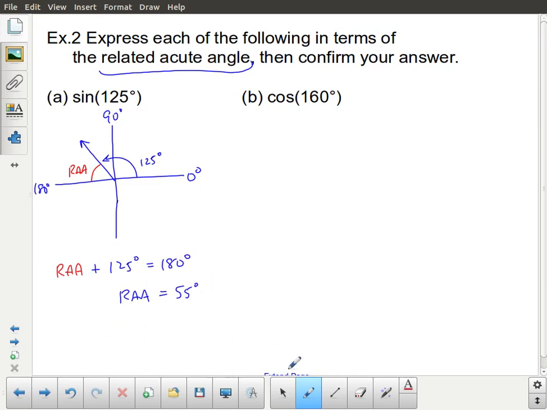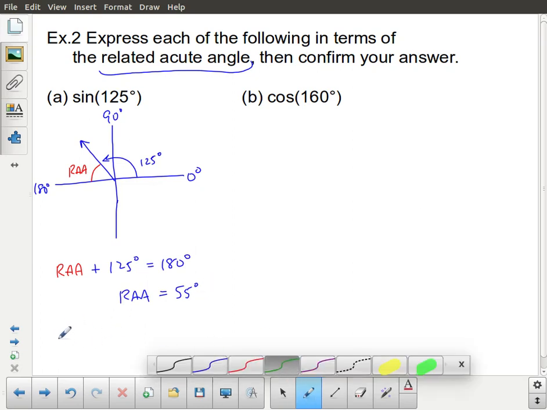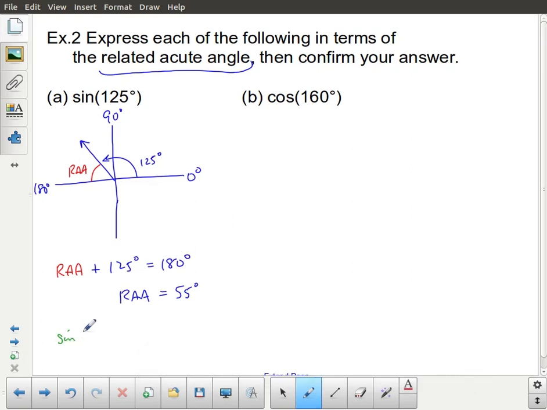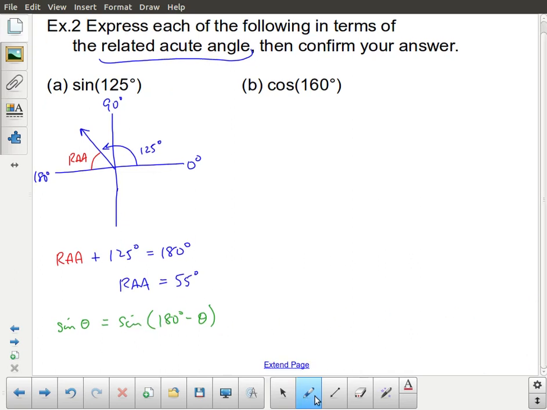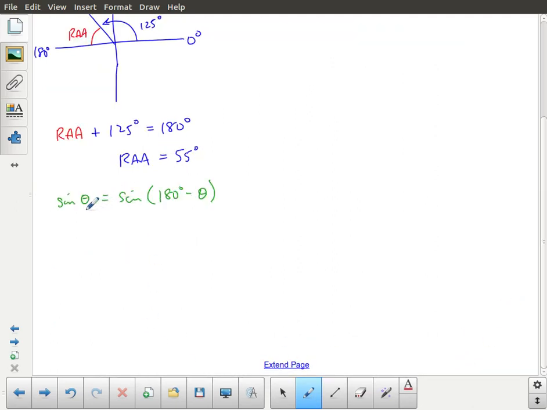Now we can make use of a relationship we had before, which said that the sine of theta is equal to the sine of 180 degrees minus theta. Those are equivalent to each other. I'm going to write it the other way around, so that's the same thing. The sine of 180 degrees minus theta must be equal to the sine of theta. That's also true. Either of those is fine.